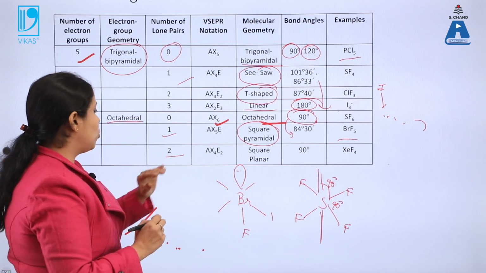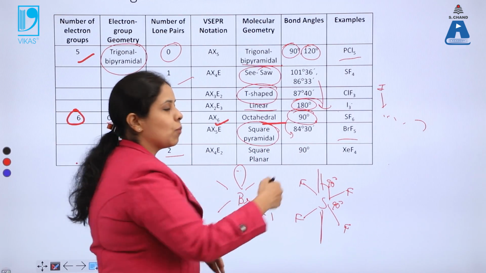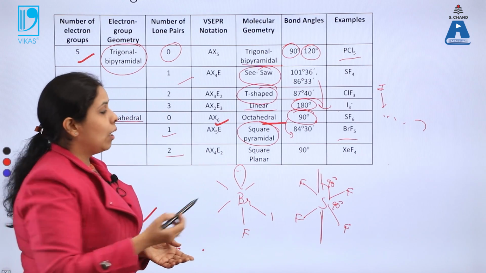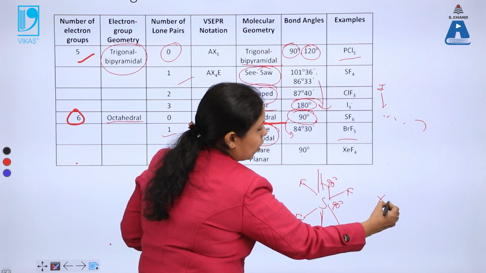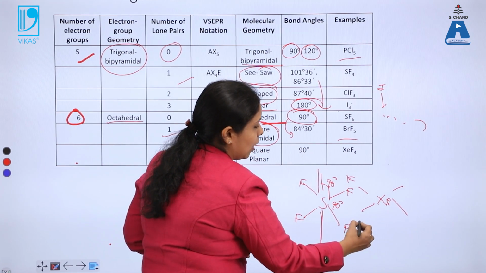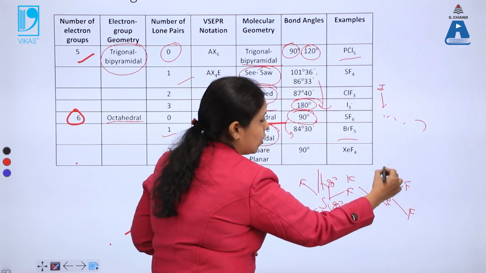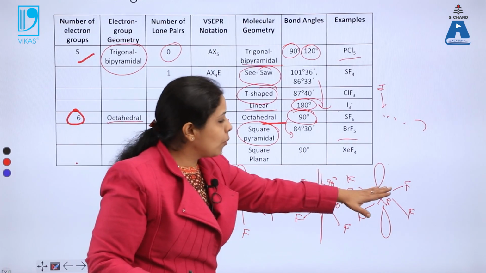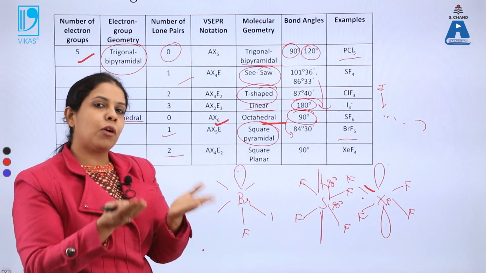Similarly, when we have 2 lone pairs, you will see that the angle decreases because of the presence of lone pairs. But in this case, there are 2 lone pairs, and still the angle is getting increased. The reason is the xenon complex: all fluorines are in one plane and one lone pair is on the top side, one lone pair is on the bottom side.